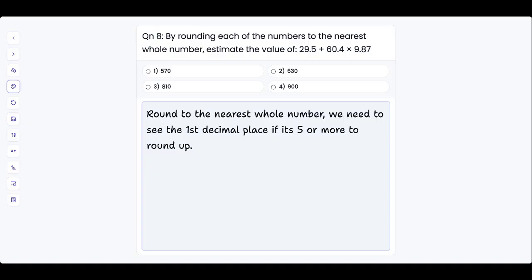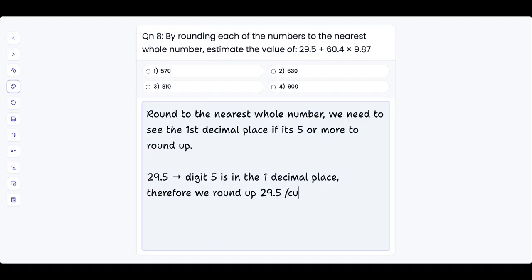Let's go for 29.5. In this case, 0.5 has the digit 5 in the one decimal place. Digit 5 is in the first decimal place, therefore we round up 29.5 to 30. We round up by adding 1 to 29, and it becomes 30.